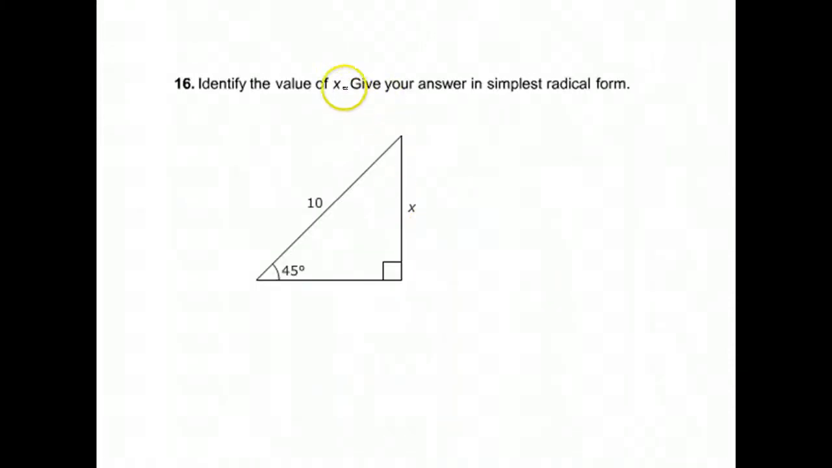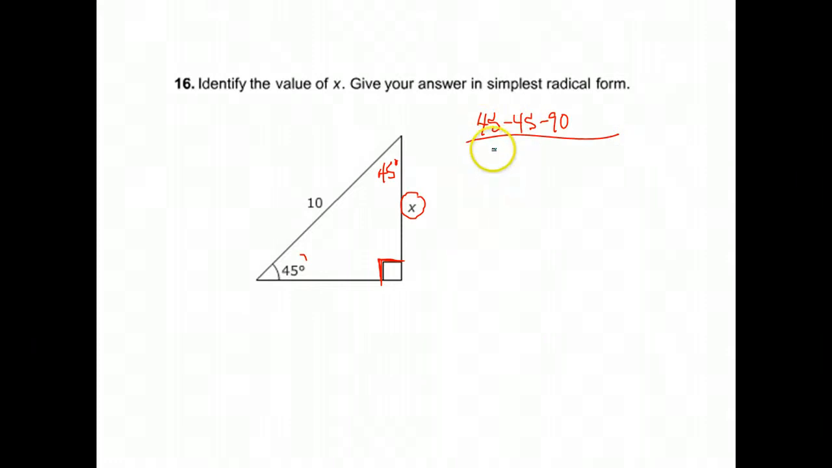Here's number 16. Identify the value of x. So we're trying to find x here. Give your answer in simplest radical form. Again, we have a right triangle here. Okay, not just any right triangle, because see, this is a 45-degree angle, which means this is 45 also. We have a 45, 45, 90 triangle.